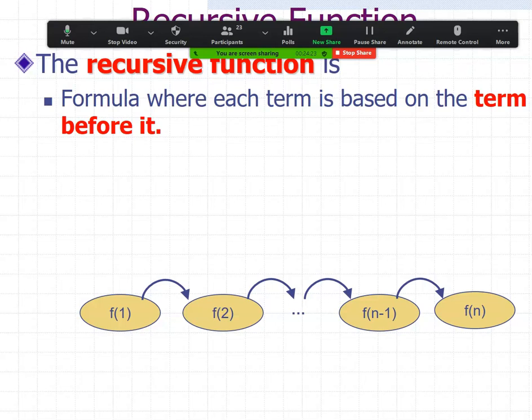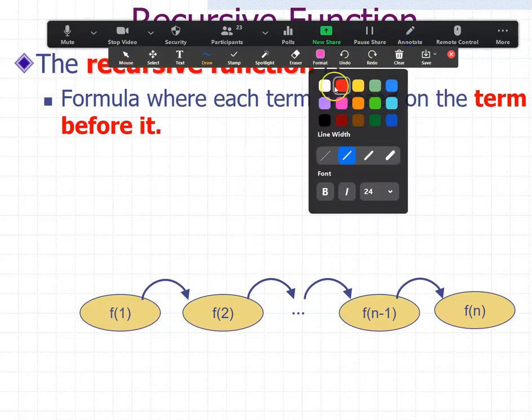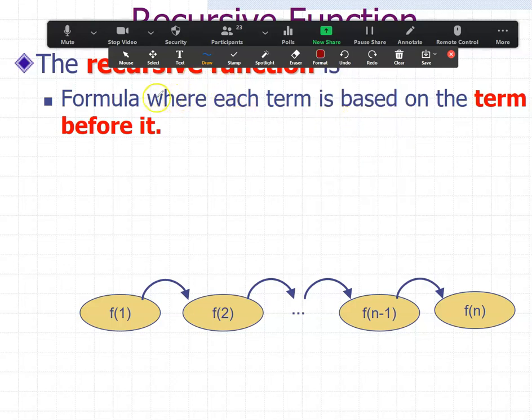Okay, recursive. A recursive function is a formula where each term is based on the term before it. Or you'll hear me say the previous term, and this is where you get this notation f parentheses n minus 1. That means previous term.